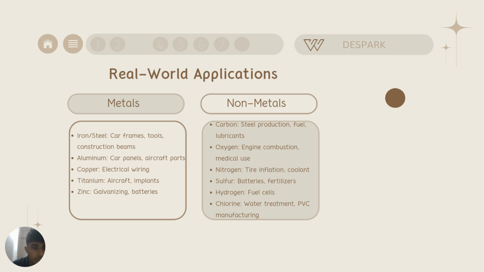For the metals, we use iron and steel for car frames, tools, and construction beams. Aluminium, car panels, aircraft parts, and titanium, same for aircraft and implants. For zinc, we use it for galvanizing or batteries, and for non-metals, we use carbon for steel production and fuel lubrication, and oxygen we use for engine combustion and medical use.